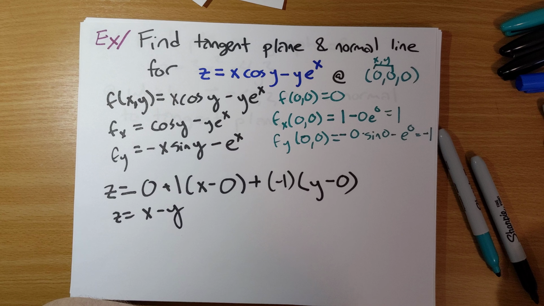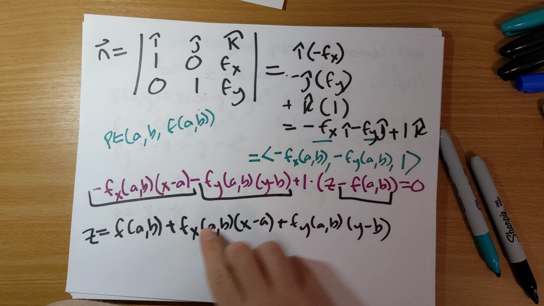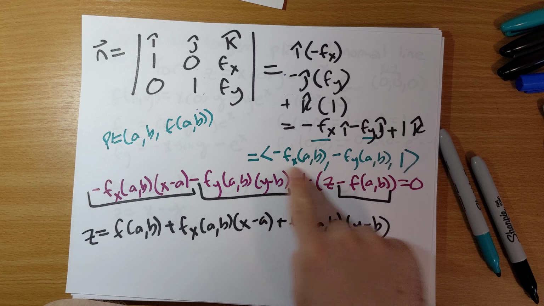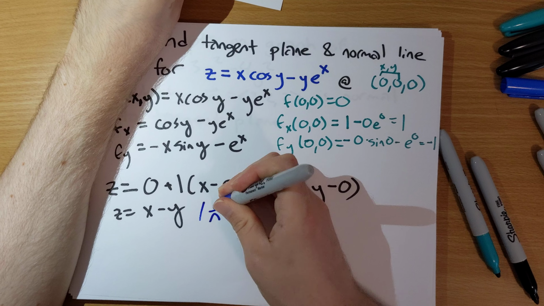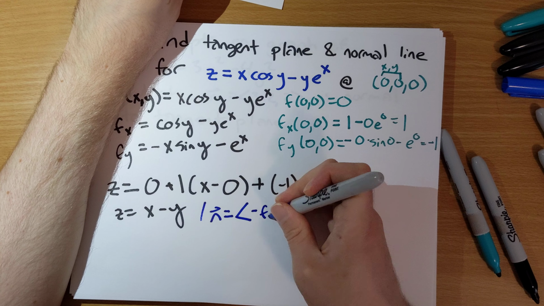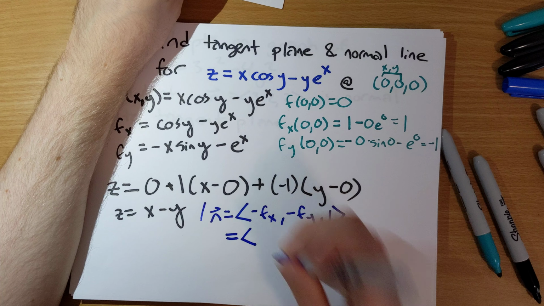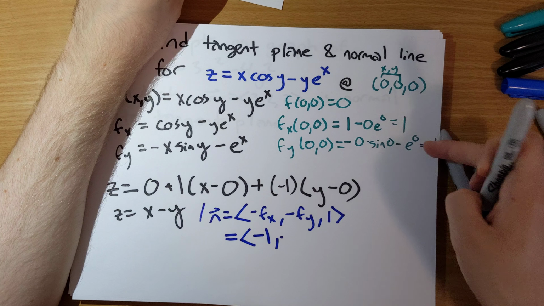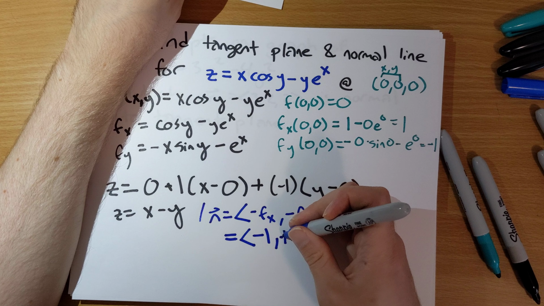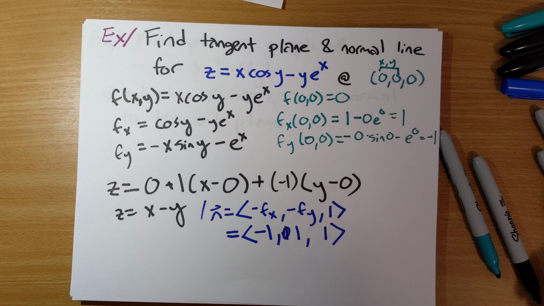Normal line here, I just kind of snuck this in without talking too much about it. How do we come up with the equation of a normal line? For that we should be thinking about the normal vector. The normal vector here is just going to be, in general, minus the x partial derivative, minus the y partial derivative, and 1. So in this case, the negative of negative 1 would be positive 1, and then 1 here. So this would be our normal vector.